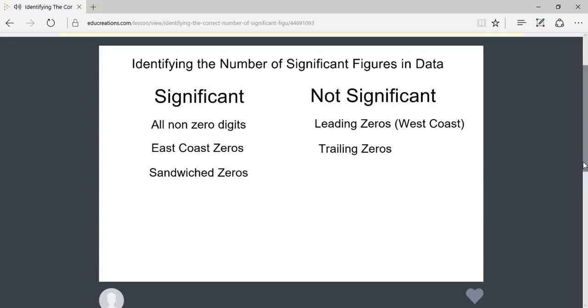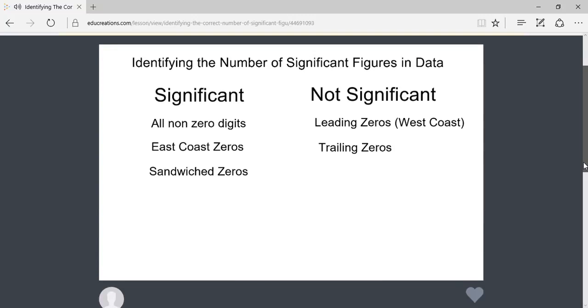In this lesson, we're going to take a look at how to correctly identify the number of significant figures in data when it has been recorded. A previous lesson was provided on the significance of significant figures, or their meaning and definition. It may be helpful to go back and review that lesson.